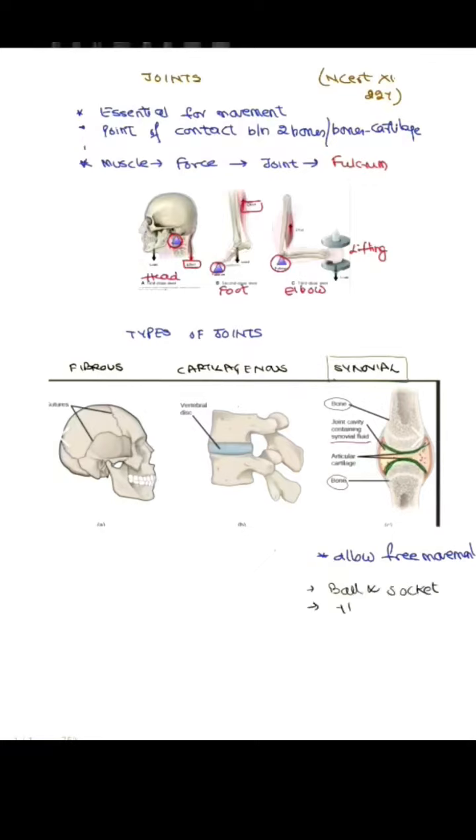The common synovial joints in the body are the ball and socket joint, the hinge joint, the pivot joint, the gliding joint, and the saddle joint.